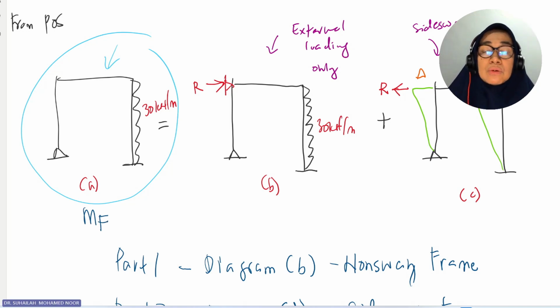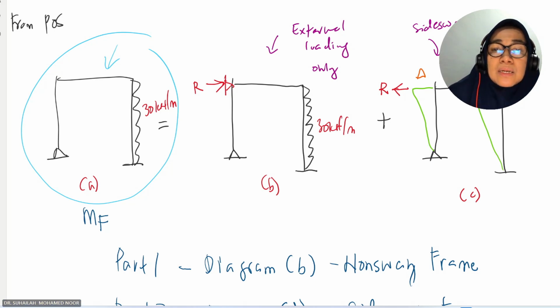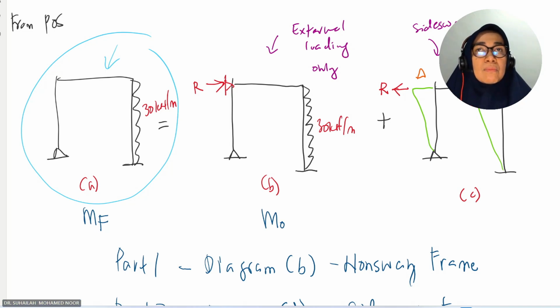Table number one, part one, is from diagram B. The end moment from table one for a properly restrained frame, this is a non-sway frame, is labeled as M naught.